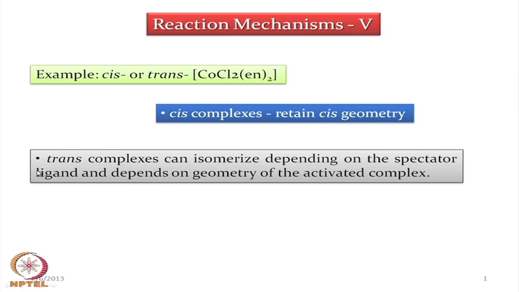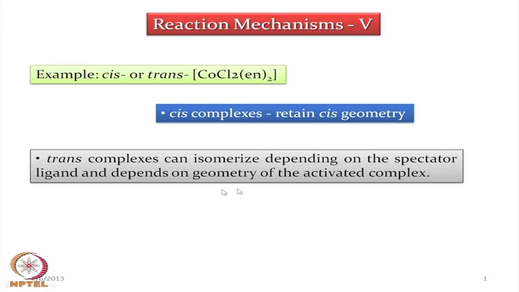But what about the corresponding trans complex? In case of these trans complexes, the situation is completely different, because in this particular case it can isomerize, and how this isomerization can take place will depend on the spectator ligand, that means the ligand which is present, and depends on the geometry of the activated complex, that means the transition state.